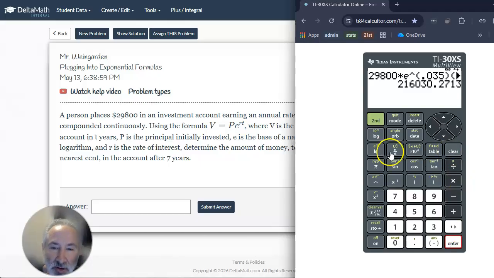By the way, in a minute we'll see whether that works or not. Let me go ahead and try it again. So I'm going to do 29,800, and we'll do times, and we'll do second ln to get that e.